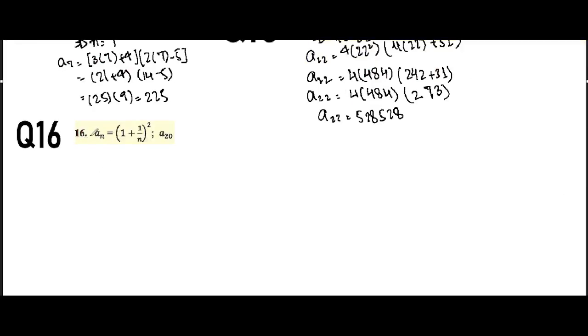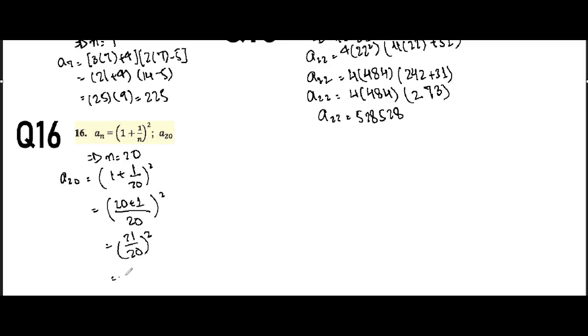So this is question number 16, in which the equation is a_n equals (1 plus 1 by n) whole squared, and we have to find the 20th term. So n equals 20. Now a_20 equals (1 plus 1 by 20) whole squared. It equals, let's take 20 as the LCM, so here it will be (20 plus 1) whole squared over 20 squared. It equals (21 by 20) whole squared, which equals 441 divided by 400. So this is the answer of the 16th question.